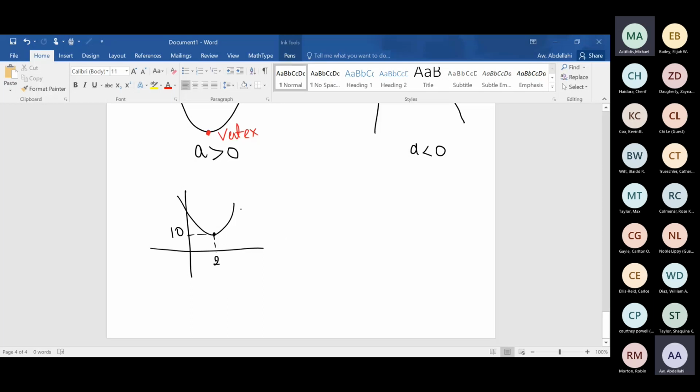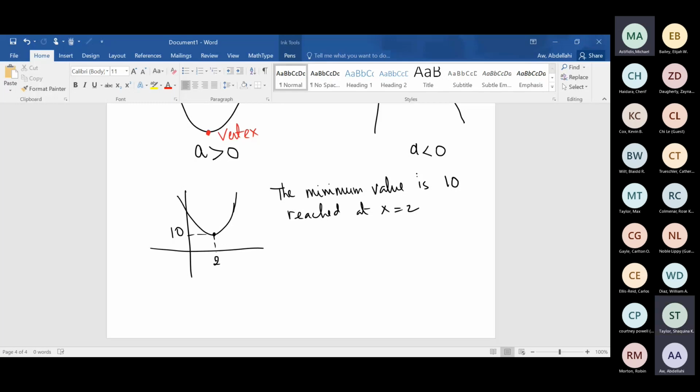What does my vertex tell me? It tells me this: the minimum value is 10, reached at x equal to 2. The minimum value is 10. When do we reach 10? When x is 2. This is what the vertex tells you. The minimum value is 10, reached when x equals 2. All right?